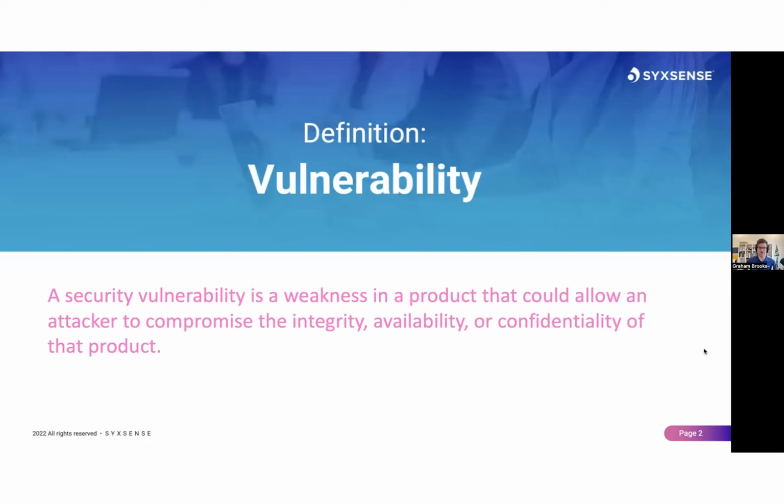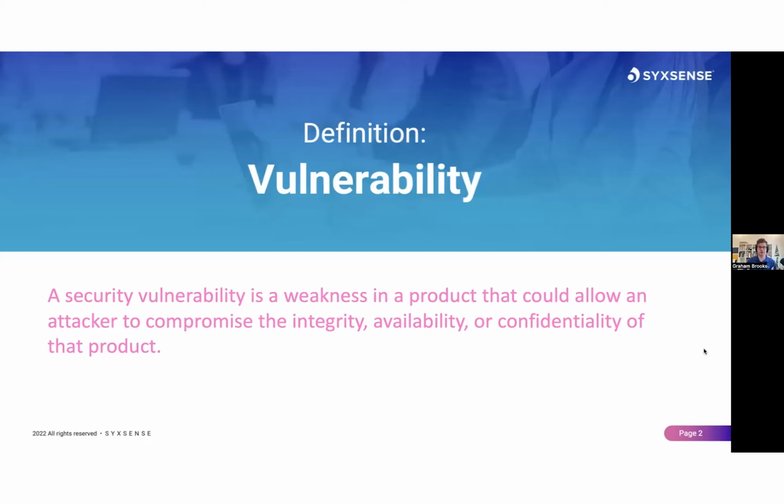You need to have your data be integral, meaning it needs to be stable, trustworthy, and known information. Availability means it needs to be accessible by the people in your organization. And confidentiality, that was pretty obvious, it needs to be private. You don't want personal identifying information floating out on the internet. A vulnerability is something that compromises those three key functions of security.